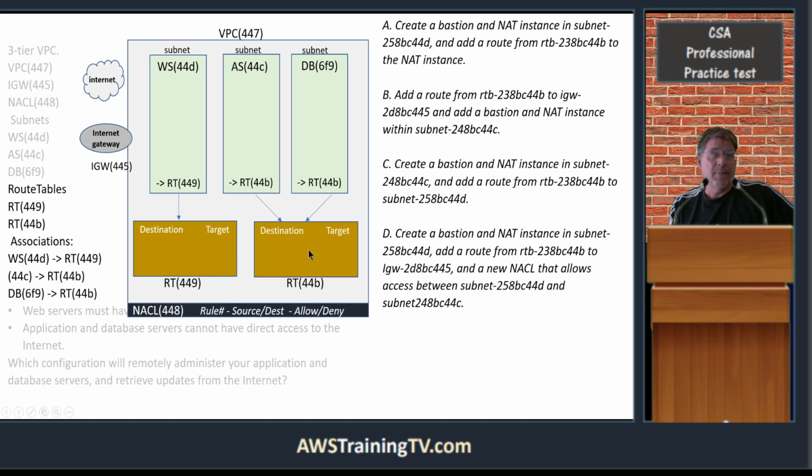We have two route tables as defined in the configuration. One route table has the association of 44D to 449. The other one is 44C to 44B. And the last one is going to be DB, the database, 469 to 44B. So 44C, what is that? That one's going to be an application server. So we have these associations laid out.